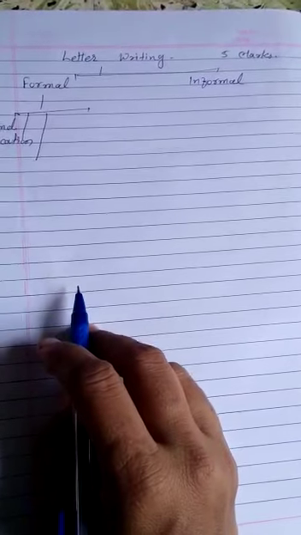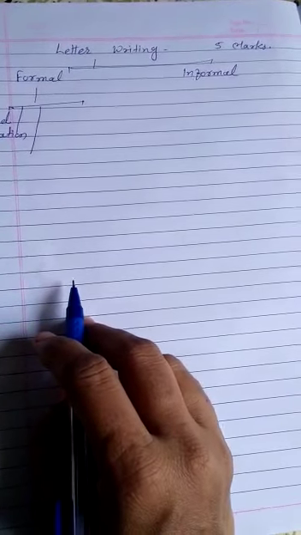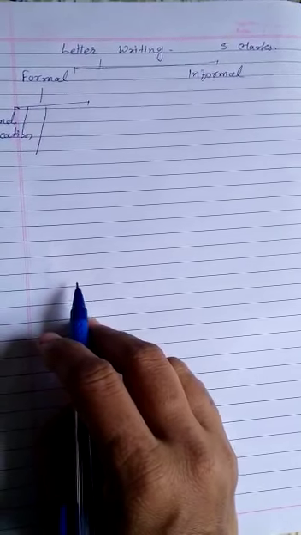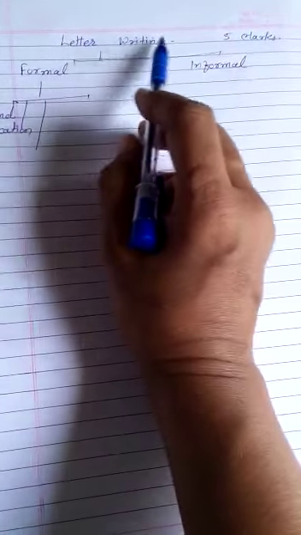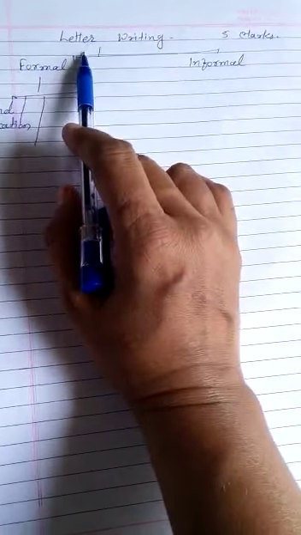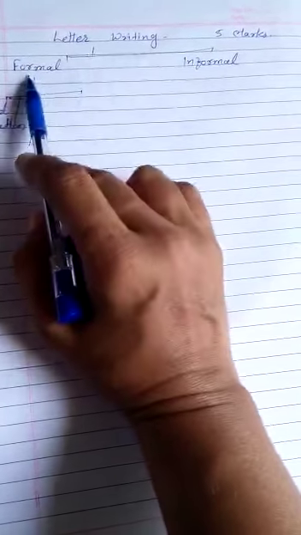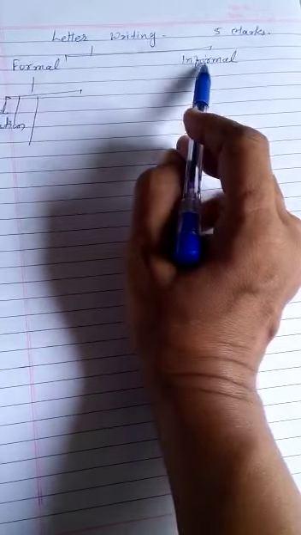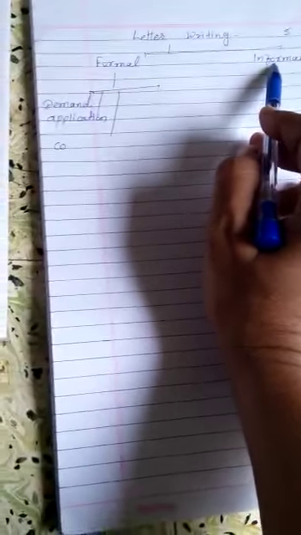Hello friends, today we are going to learn about the main writing skill in our English language paper, that is letter writing, that carries 5 marks. There are two kinds of letter writing. First is formal letter writing, another one is informal letter writing.